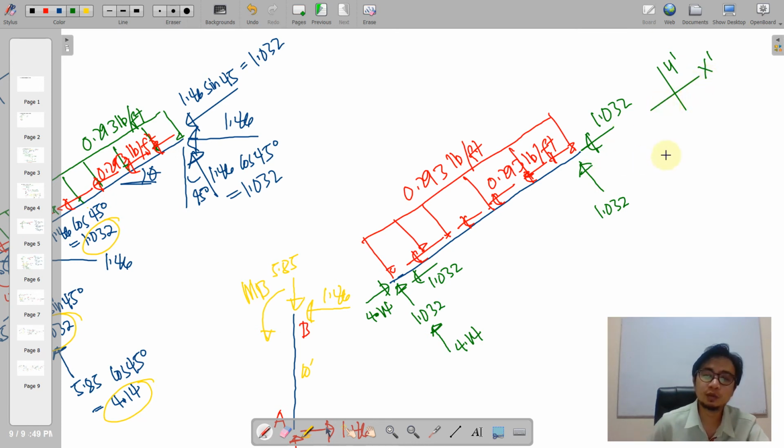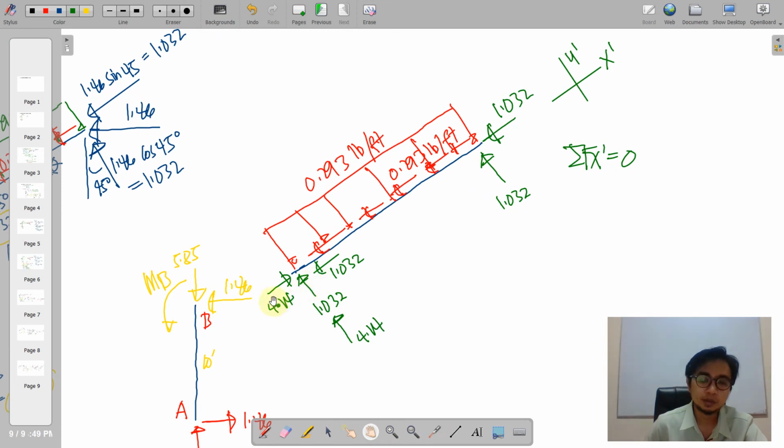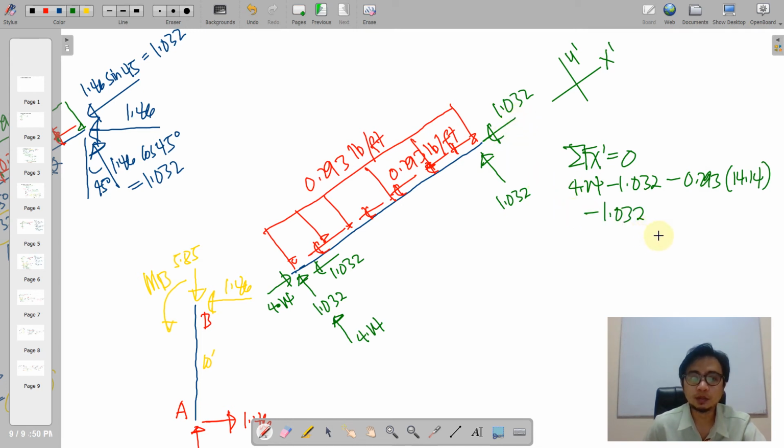So if we look at the x prime, what are those forces along the x prime? First, we have a positive rightwards 4.14, less this one 1.032, less this distributed load here, so it shall be multiplied by 14.14, and then minus 1.032. So this is equal to 0. Is it really equal to 0? We place there the question mark. So I think we need to check this one.